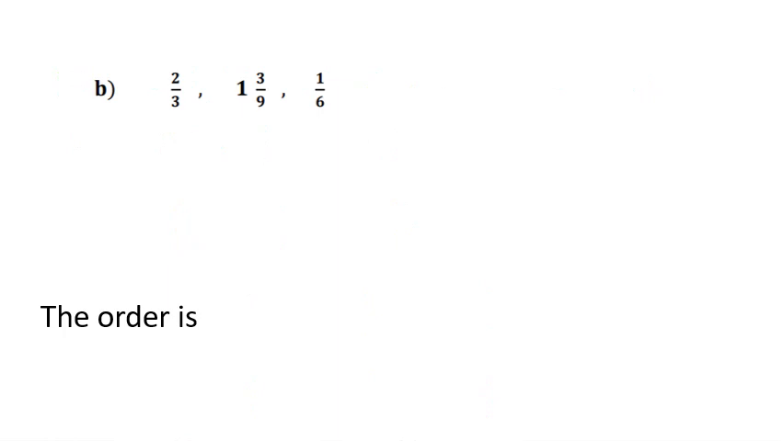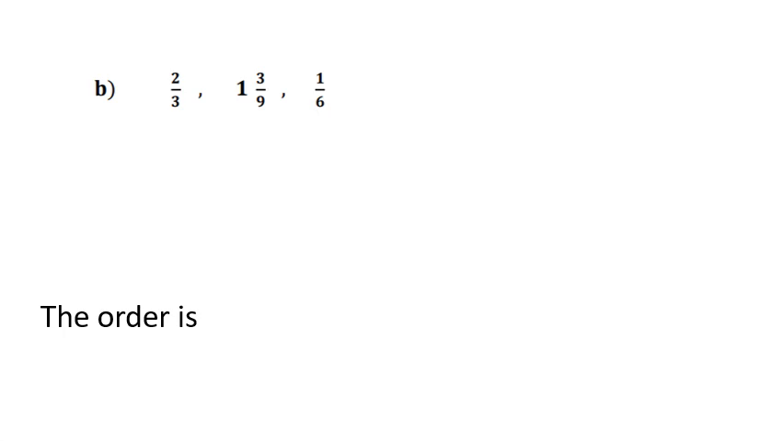Here, he also asked you to arrange the following fractions in descending order: 2 out of 3, 1 and 3 out of 9, 1 and 1 out of 6. Okay, I have these 3 fractions. The problem here is that I have 1 and 3 out of 9, which is a mixed number.